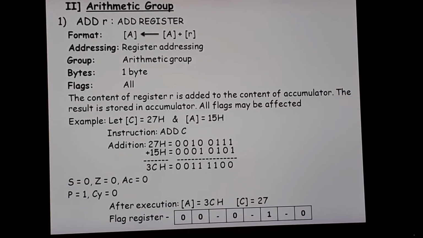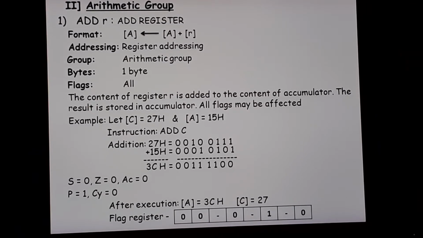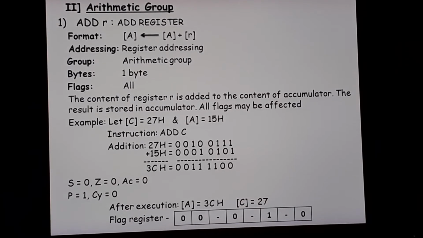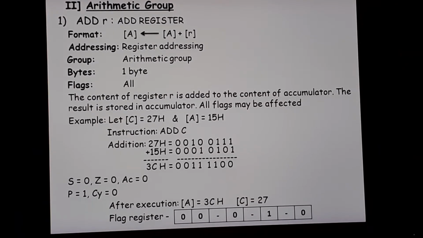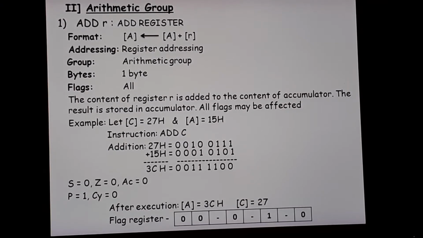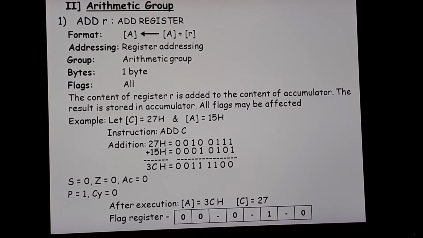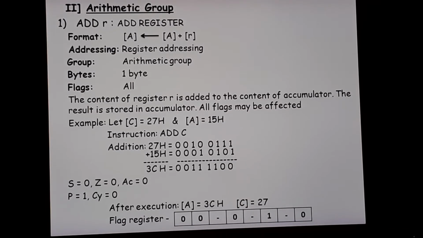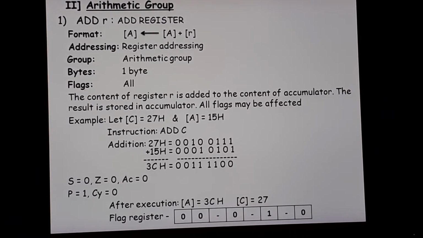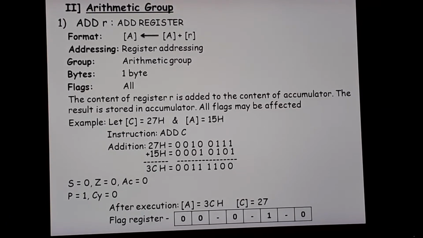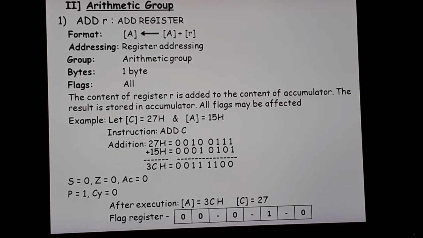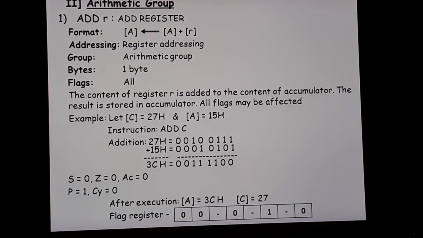The addressing mode is register addressing mode. The group is the arithmetic group. Bytes is 1 byte, since there is no other content in this particular instruction. So hence the bytes are 1. The flags that will be affected in the arithmetic group are all. In the previous group, none of the flags were getting affected. Here in the arithmetic group, all of the flags will get affected. So these 5 things you have to study very well: the format, then the addressing mode, which is register. Why? Because there are only registers and no other content. So hence register addressing mode. The group is the arithmetic group. The byte is 1 byte for this particular instruction.